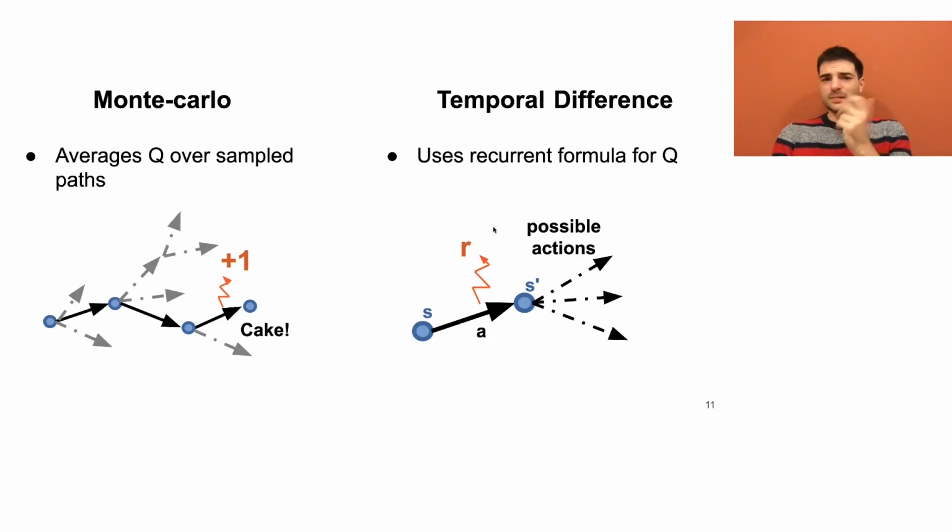We'll get to this problem. Right now, let's just summarize what we discussed. Our goal right now was to estimate the Q function. There are two approaches, at least the ones we discussed: to average Q over sampled paths, or just use the recurrent formula for our Q function. The second approach is more quick, I would say. It requires fewer sessions to train. The first approach is more stable in some cases, but it requires many more samples.